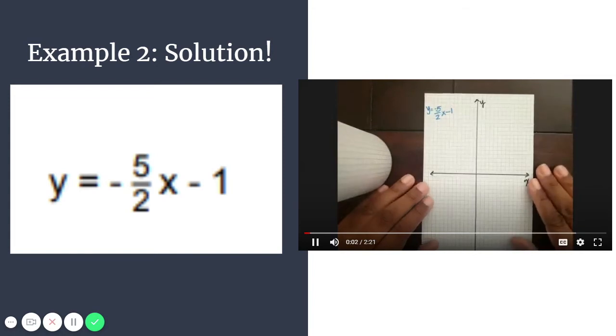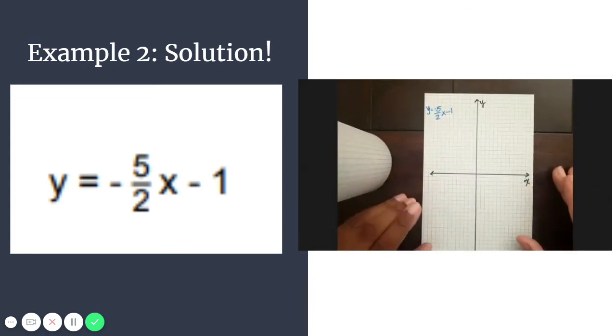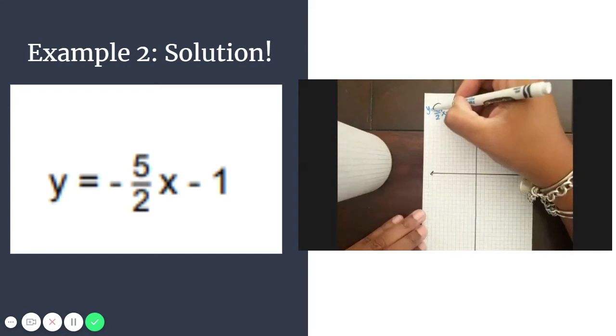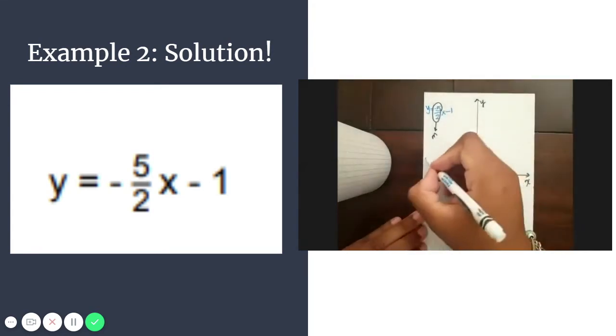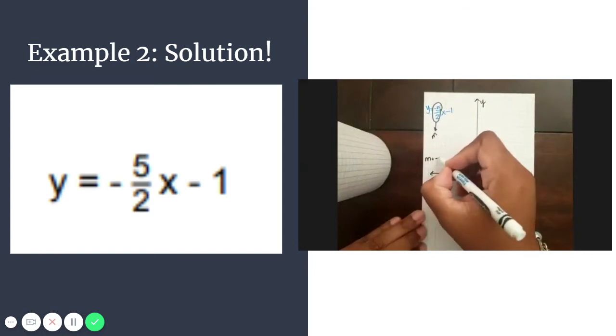Let's look at the solution to example 2. In example 2, we need to graph the linear function using the slope and the y-intercept. But first, we need to identify the slope and the y-intercept in the given equation. So here our slope is negative 5/2. Remember that your slope is always going to be the coefficient of your x term.